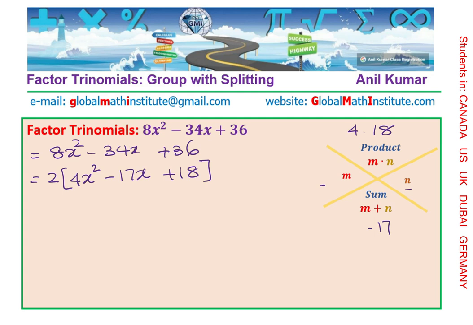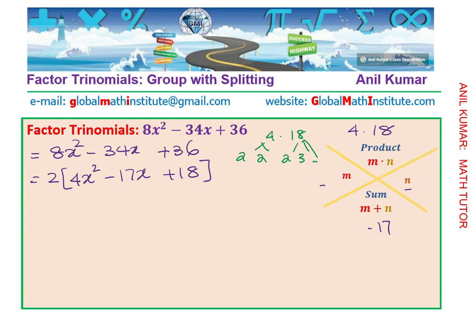So once again, we'll fall back upon prime factorization technique. 4 can be written as 2 times 2. 18 is 9 times 2, so 2 times 3 times 3. Correct? Makes sense. You need the sum of two numbers to be minus 17. One is even, the other one is odd. Correct? That also helps to figure out.